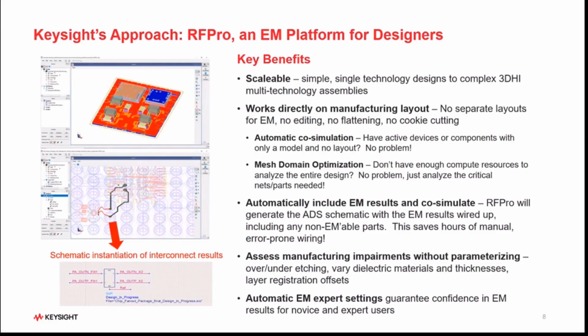Some of the other things we have built into this flow are being able to automatically assess manufacturing impairments without doing any layout parameterization at all. RF Pro can statistically manipulate the mesh to look at the effects of over-etching or under-etching that happens in the processing. What happens if you have mask registration problems? Your X and your Y don't quite line up. How does that impact your vias? How does that impact the signal paths? So you can set all this up in RF Pro and have it automatically do that for you.